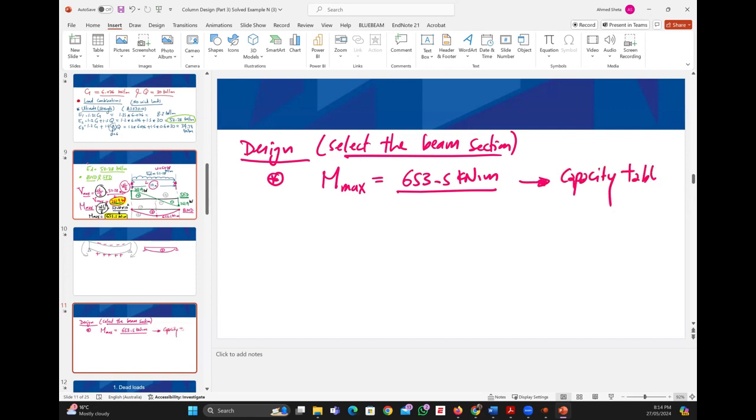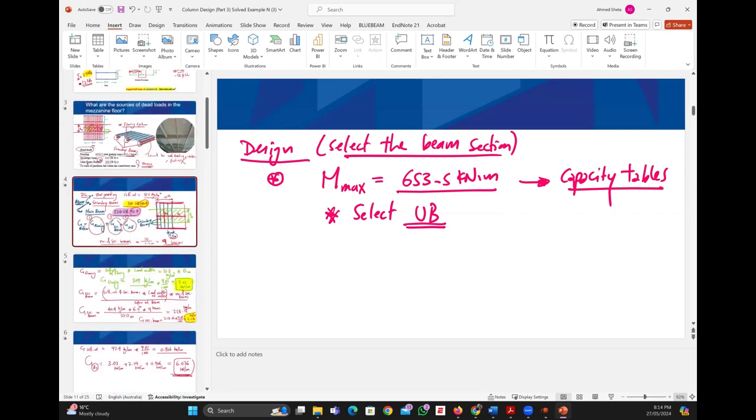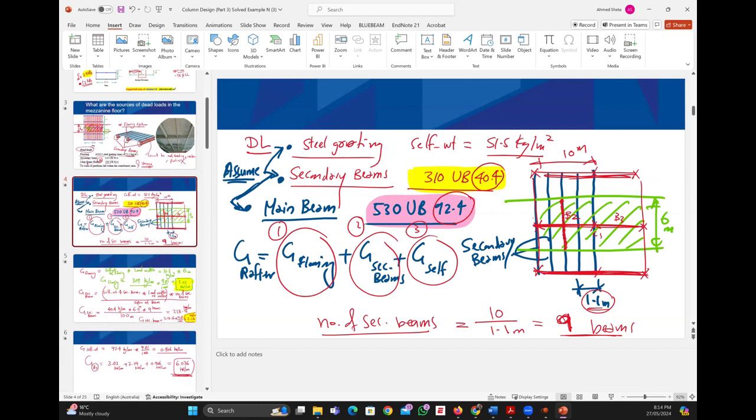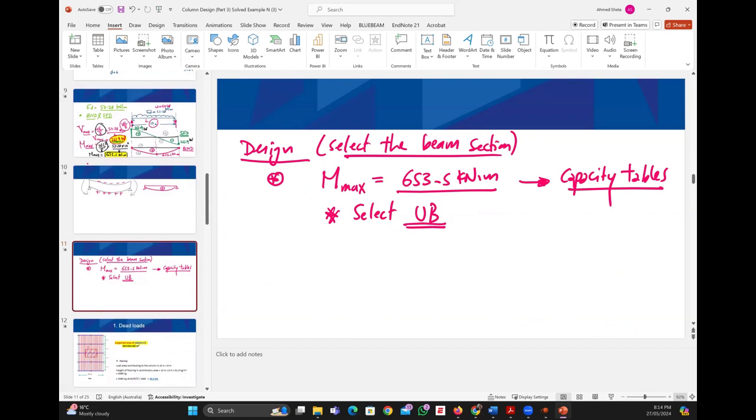tables, and select a UB section, right? And compare it to what we used earlier. If you remember, when we calculated the dead load, we already selected 563 UB. So we need to make sure that this 563 UB is sufficient for our bending moment. Have you used the capacity table? Do you know where the capacity table is? Can you see my screen now?